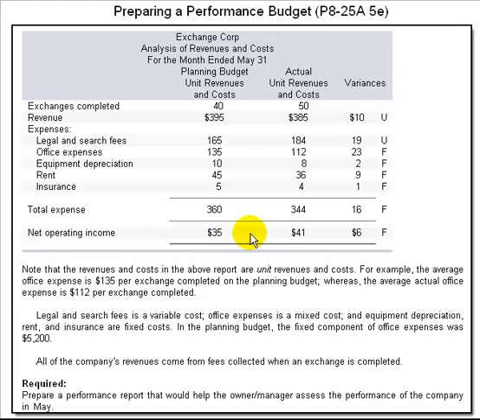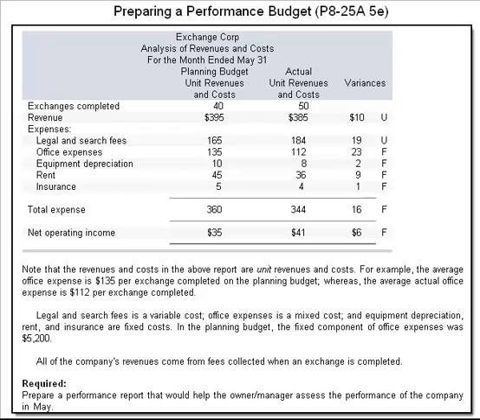So total expense, if we add those up, was $360 versus $344, or $16 favorable. And on a per unit basis, that means net operating income was planned for $35, and the actual was $41. The variance, of course, $6 favorable.